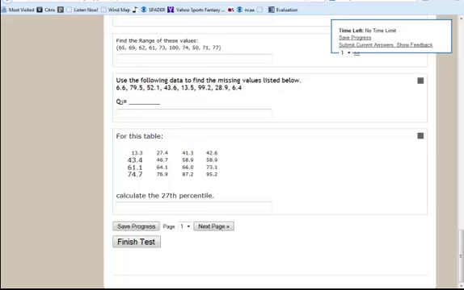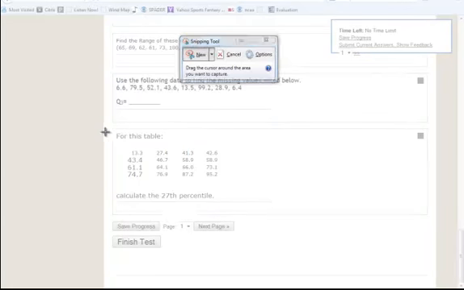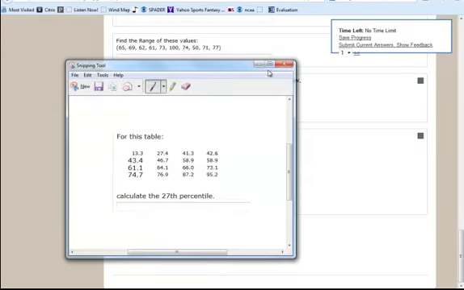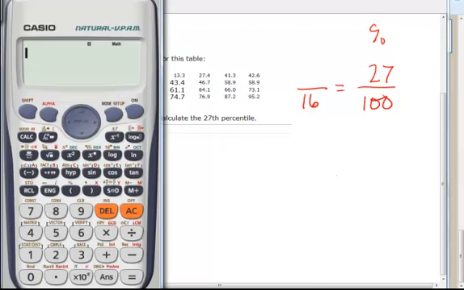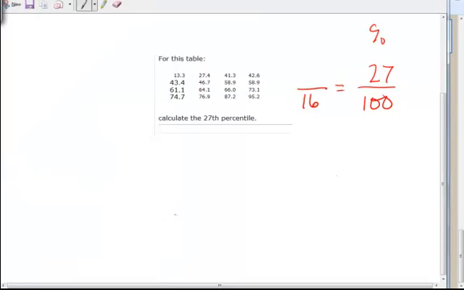Find a certain percentile. In order to find the 27th percentile, if you notice, there are 16 values. So out of those 16, we want to know how many would be equal to 27 out of 100. So we would take 16 times 27 divided by 100, and we would get 4.3. In other words, we want the next one after 4.3.